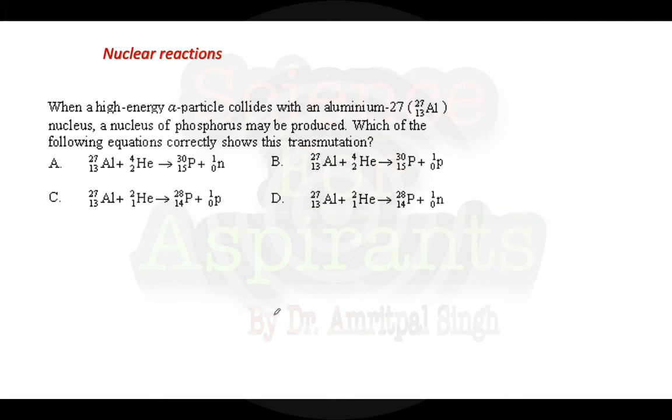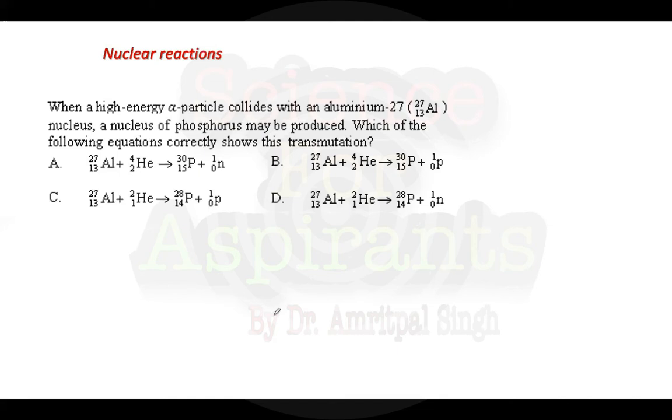So let us do one more example. When a high energy alpha particle collides with this aluminium nucleus, a nucleus of phosphorus may be produced. So which of the following equations correctly shows this artificial transmutation? What is the correct answer, students? It's the first one. Which one? A.